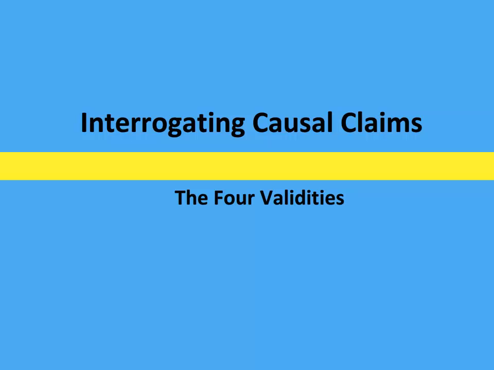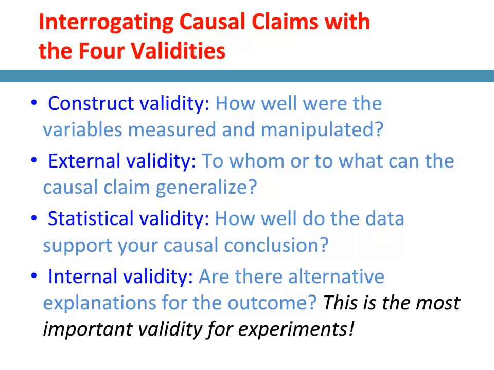In this Chapter 10 lecture, I'll talk about interrogating causal claims using the four validities. Chapter 5 discusses validity in much more depth than we'll go into right now, so if you need to review that, go ahead and do so. But in this Chapter 10 lecture, I just want to give you a general framework to interrogate those causal claims using four validities. So here we have listed construct, external, statistical, and internal validity.